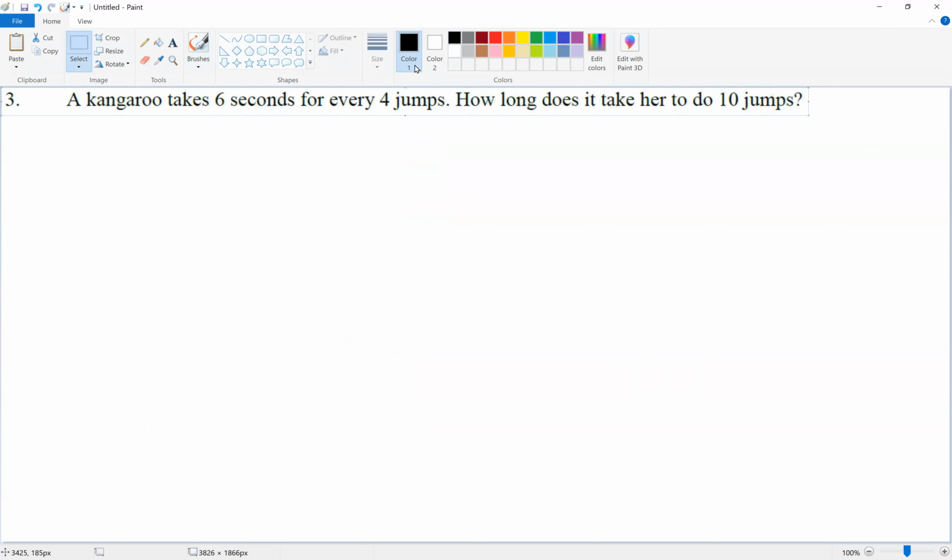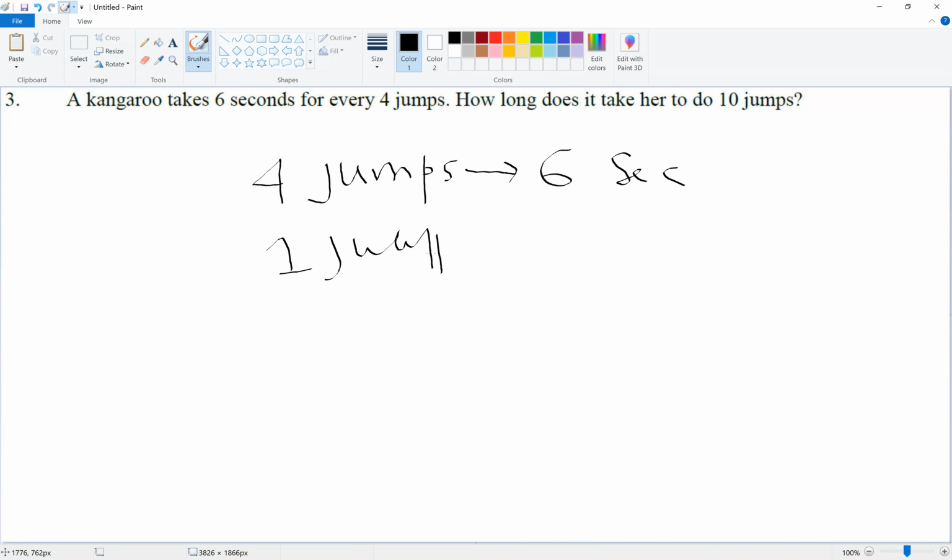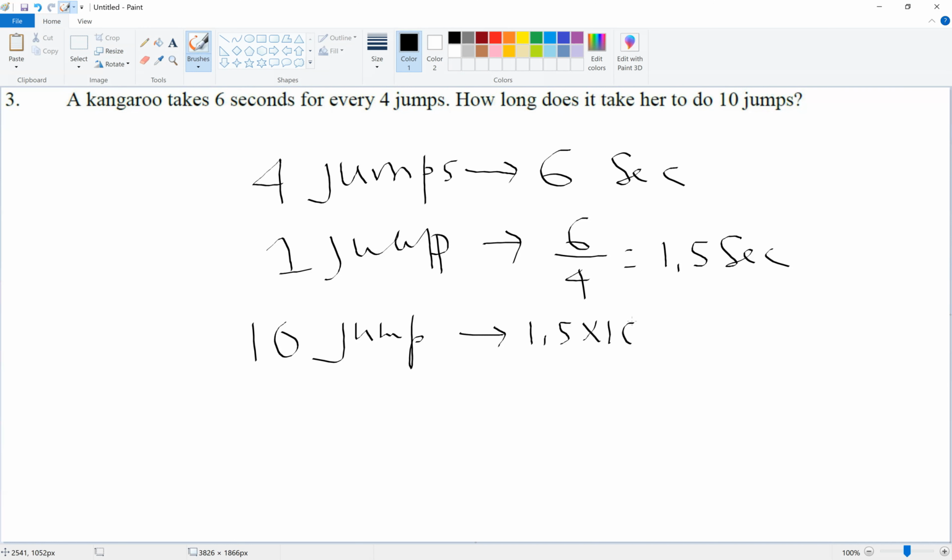3, Anish. A kangaroo takes 6 seconds for every 4 jumps. How long does it take her to do 10 jumps? So first I just found the unit rate. So I did 6 divided by 4, and I got 1.5. So this should be 1.5 seconds. And it said to find 10 jumps, so you'd multiply 1.5 by 10. And I got 15.